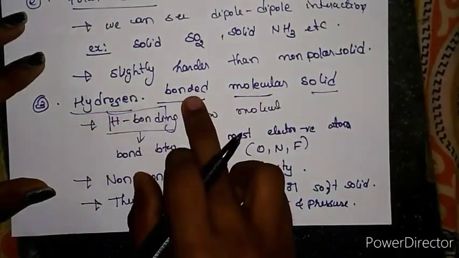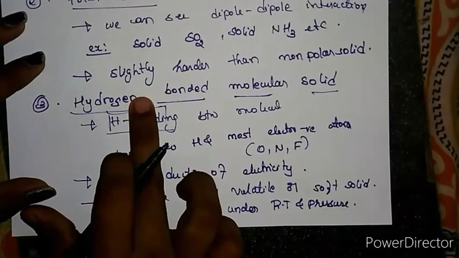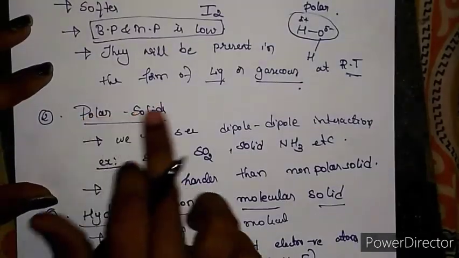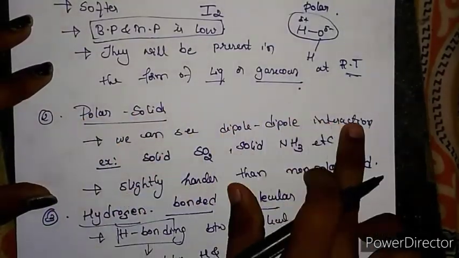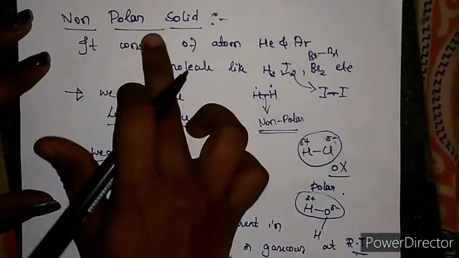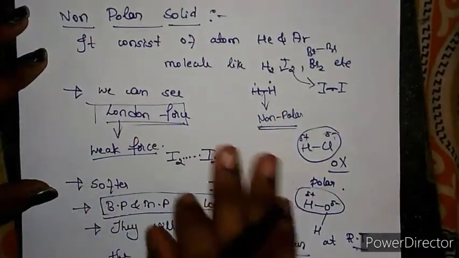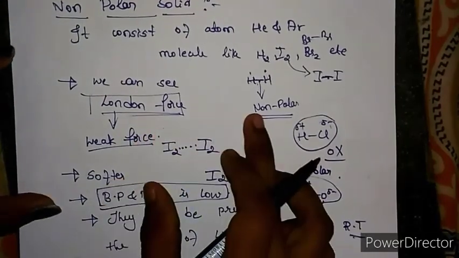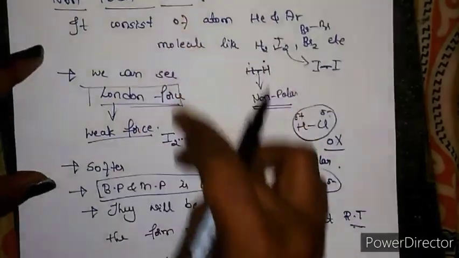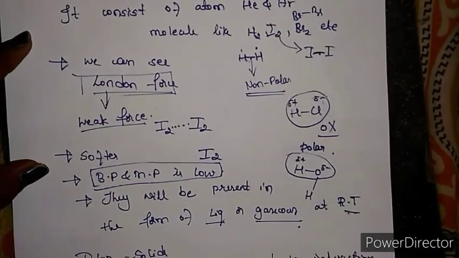In the case of hydrogen bonded molecular solids, we can see hydrogen bonding. In the case of polar solids, we can see dipole-dipole interaction, and in the case of non-polar solids, we can see London force between the molecules. This depends upon the force of attraction between the molecules. We have three different classifications under the molecular solid.